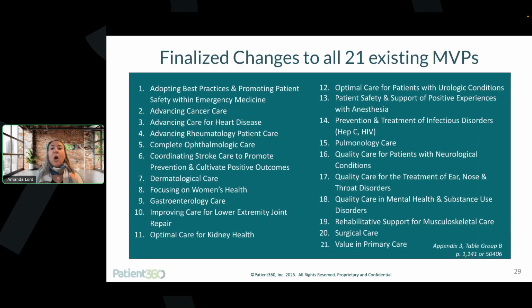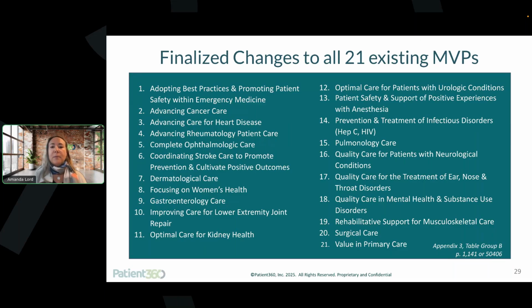There were all 21 existing MVPs were finalized with modifications. So the most important thing to know is why they were changed. And this is to align with the newly finalized MIPS measure inventory. So because CMS finalized the removal of 10 quality measures, 8 improvement activities from the MIPS programs, they did have to update the 21 MVPs to remove those same now retired measures and activities.